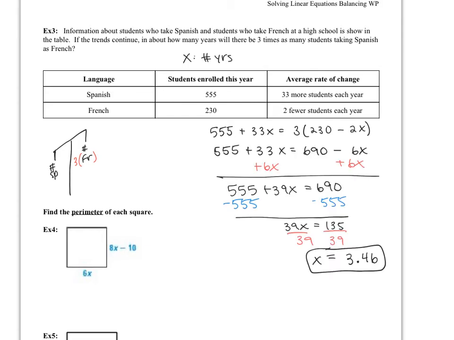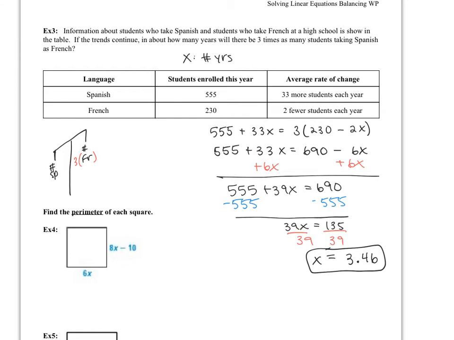So to solve this equation, I would distribute 3. Then I would collect my variables on one side. Then I would use reverse PEMDAS to get isolated. And so this would mean that it would take 3.46 years for the number of Spanish students to be about 3 times the number of French students.